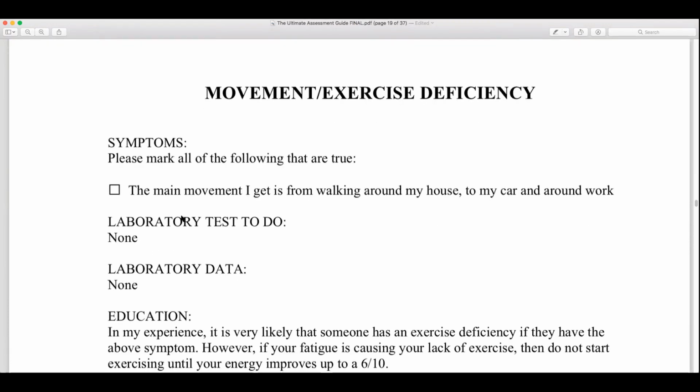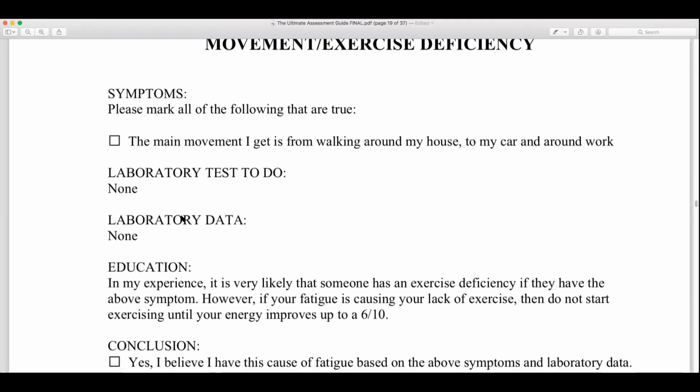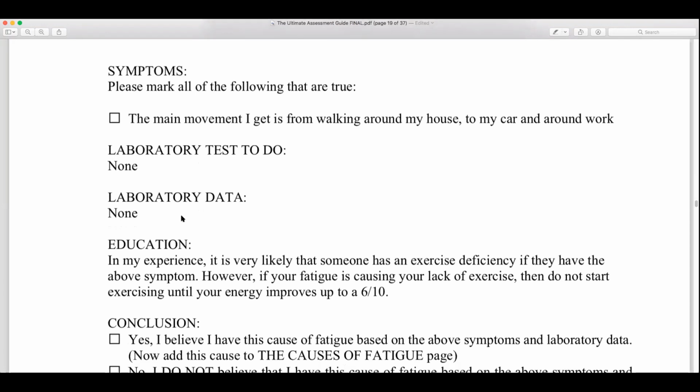And then I believe this is the last one in the deficiency section. So the main movement I get is from walking around my house to my car and around work. That's basically the only sign or symptom that I've put on here. Basically, you have an exercise or a movement deficiency if that's all of the movement that you're getting. Now, of course, if you've got fatigue, and if your fatigue is causing your lack of exercise, then don't start exercising until your energy improves to about a 6 out of 10. Exercise, as we talked about initially, can be stressful on the body, and so you want to make sure that you are in a place where your body can tolerate it.